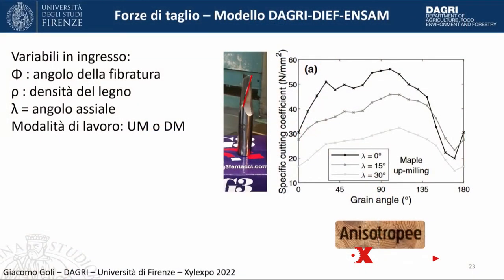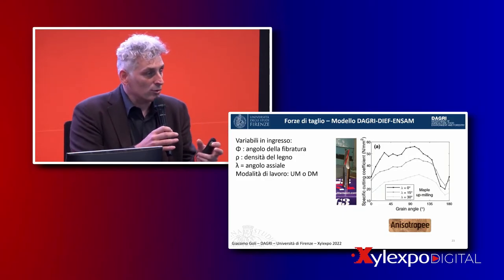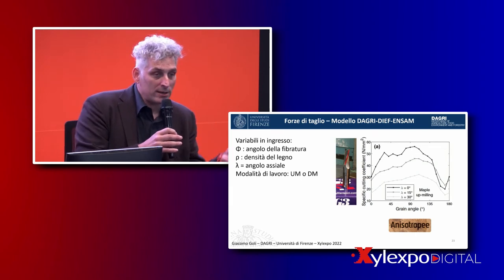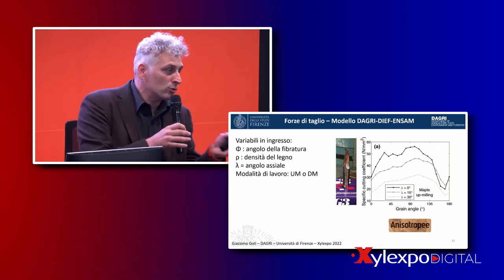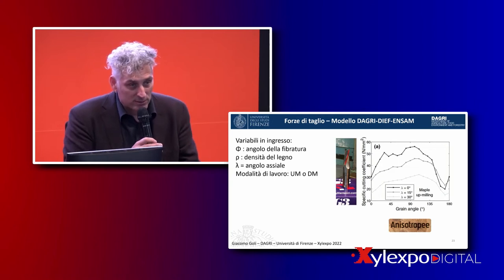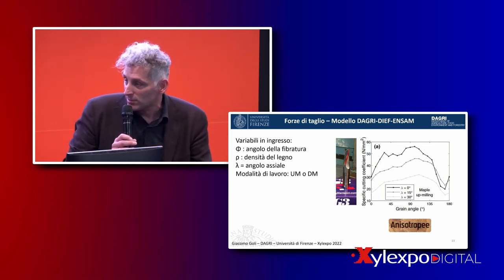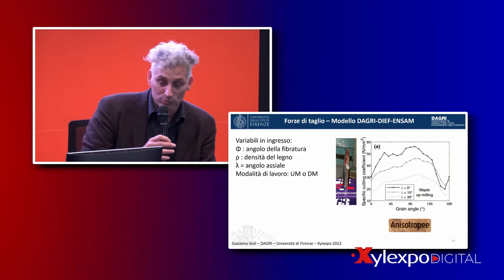We have four entry variables: the grain angle, wood density, the actual angle of the knife, which can be straight, tilted 15 degrees or whatever, and the working mode, up milling or down milling. Up milling or down milling, explained in Italian.